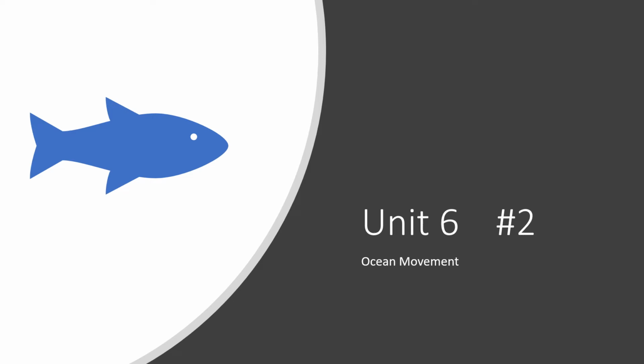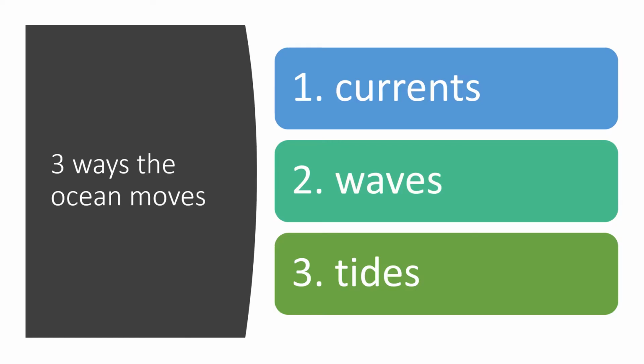We're going to go ahead and continue on with our discussion over ocean movements. So there are three ways that oceans move. One is through currents, the second way is through waves, and the third way is through tides.